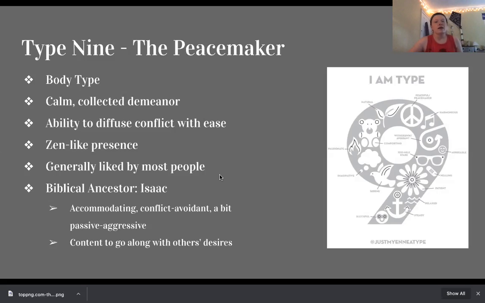So, the biblical ancestor of type 9s was Isaac. Isaac was very accommodating, he was conflict avoidant, but he was also a bit passive aggressive, because the peacemakers like peace so much they often aren't willing to speak up for themselves or others if something is wrong. And they're very content to go along with others' desires.